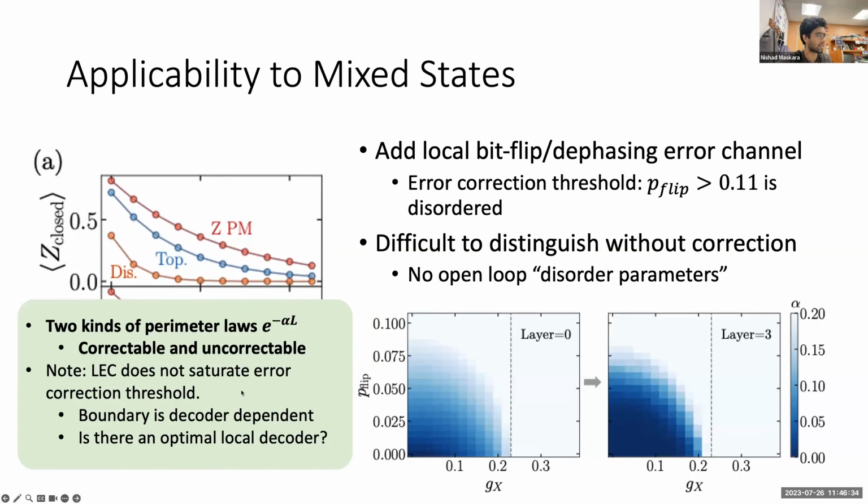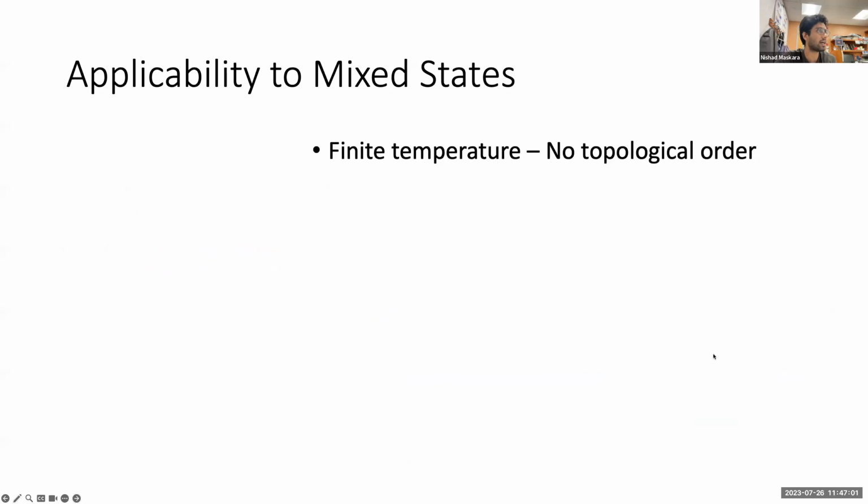Now, of course, there are some interesting open questions here, which our work leaves unresolved. First is that the boundary of this region is very decoder dependent. So if we try different decoders, we actually get slightly different boundaries, which begs the question of whether there is an optimal version of this procedure where we show that we've saturated the local decoding threshold in some way.